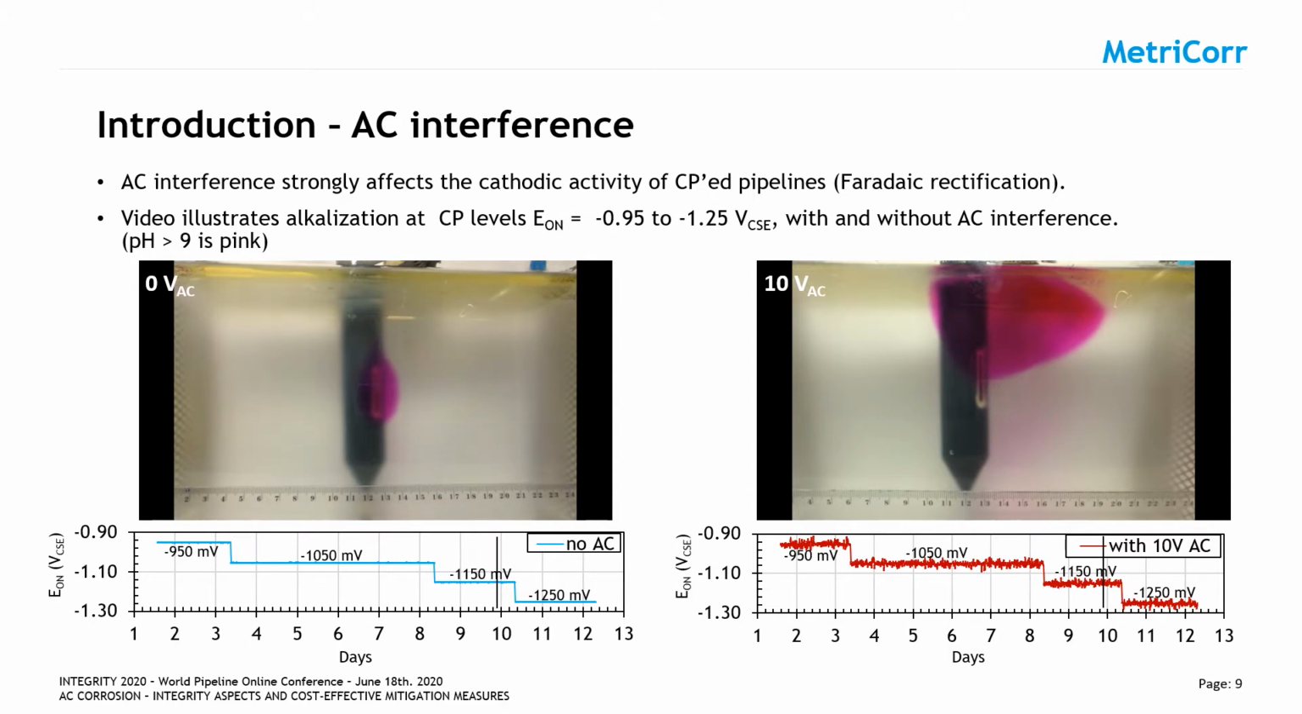Going to 1250 in a minute, we'll see that the area on the left-hand side, without AC interference, has caused alkalization of the environment around the probe surface. On the right-hand side, we have seen that the cathodic activity has colored a large volume in the experiment pink. This proves that the cathodic reaction at CP is strongly enhanced by the presence of AC.